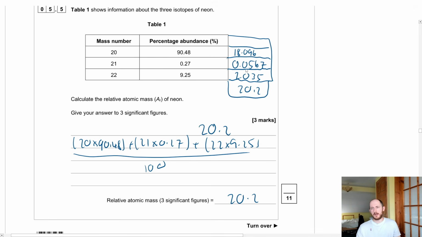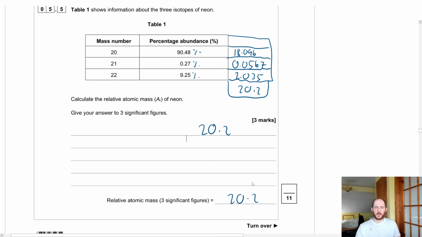So I think this makes more sense because it's more similar to what we've done in maths, where you just take the two numbers in the table, multiply them together, but remember this is a percentage, so you're actually doing 90.48%, 0.27%, 9.25%, and adding them up. But if you do it this way, you will get the same answer, I guarantee it. So it is kind of up to you, whatever way works for you.